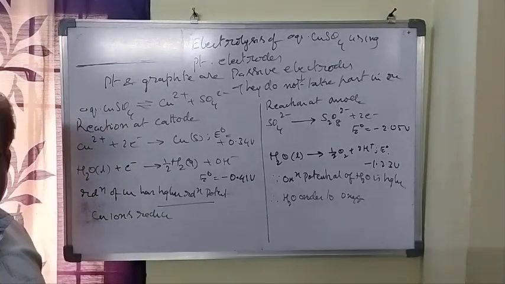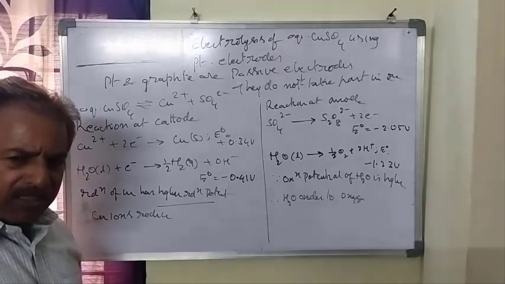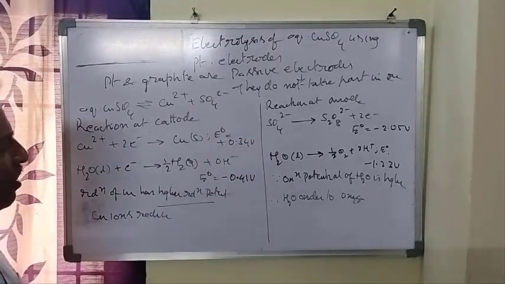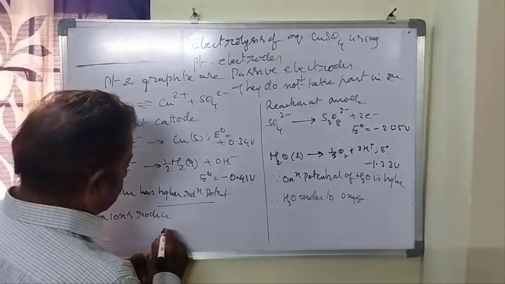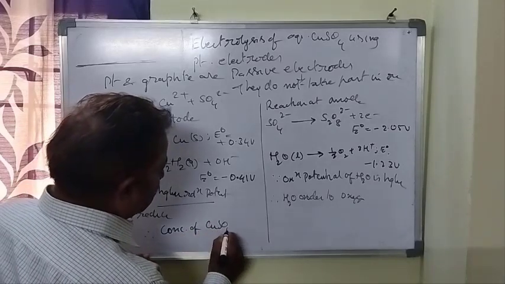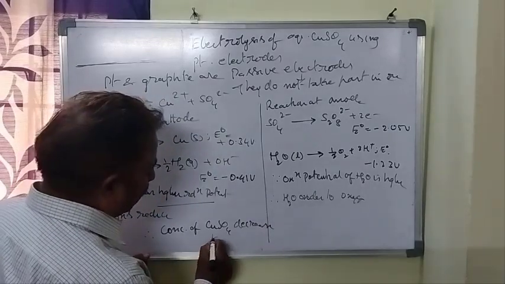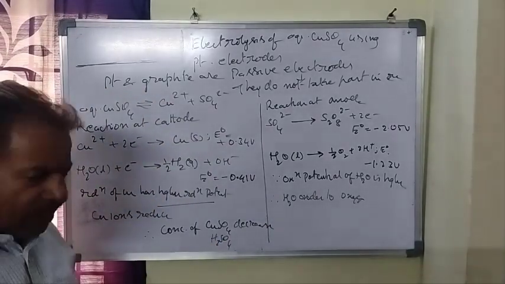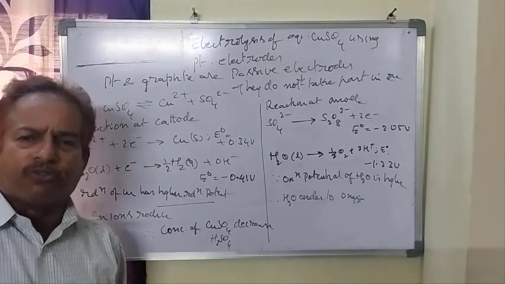As copper ions continuously reduce, the blue color of the copper sulfate fades away, and sulfate ions are left in the solution itself. Therefore, ultimately, as the reaction goes on, the concentration of copper sulfate decreases, and ultimately the solution becomes sulfuric acid. Therefore, the final product is sulfuric acid, that is H2SO4.